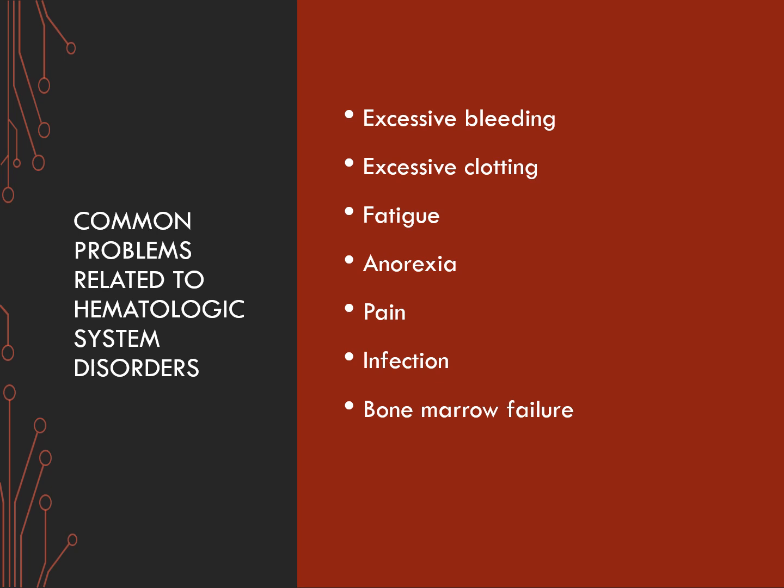Less than optimal tissue perfusion and tissue hypoxia make it easier for pathogens to invade and cause infection. Patients with abnormalities of the blood need to be taught how to protect themselves from infection. Getting enough sleep and eating a well-balanced diet will help keep the immune system as healthy as possible under the circumstances.